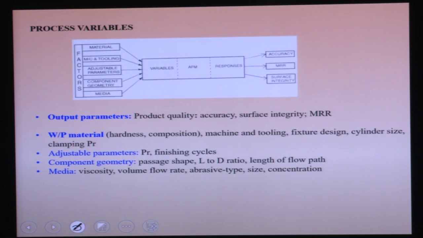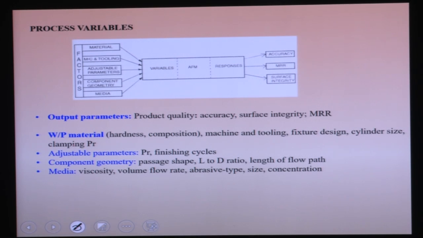Okay, so these are the different process parameters of the abrasive flow machining process. So what are the output parameters? Output parameters obviously are the material removal rate, how much material you are removing, and also surface integrity. Surface integrity consists of surface accuracy, tolerances, surface roughness, and subsurface damage. All these things come into surface integrity. So these are the output parameters.